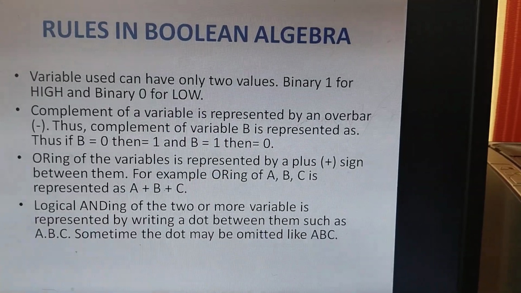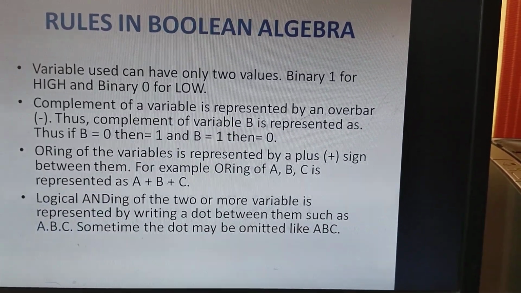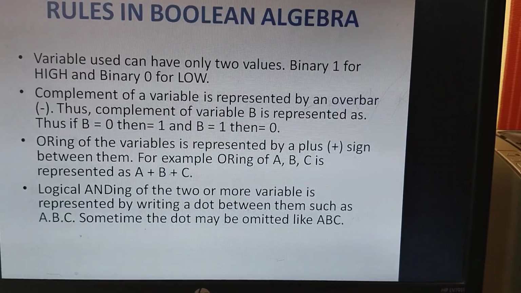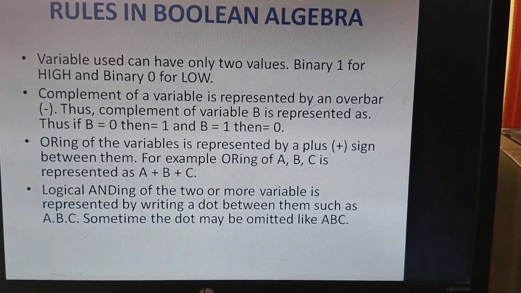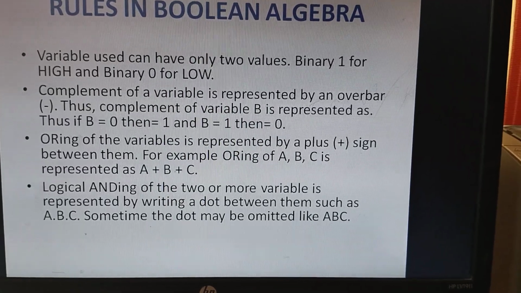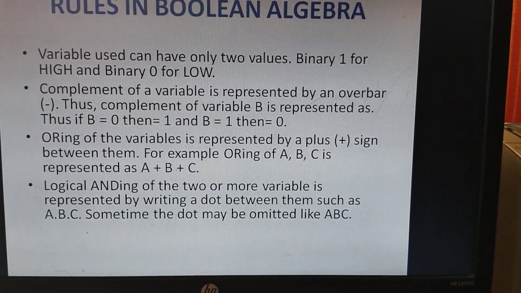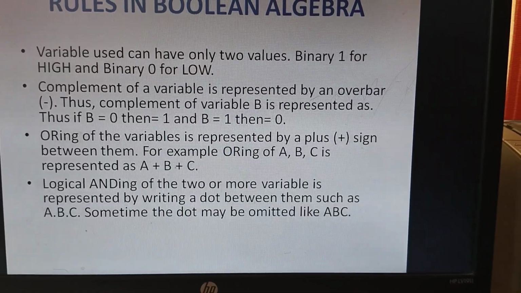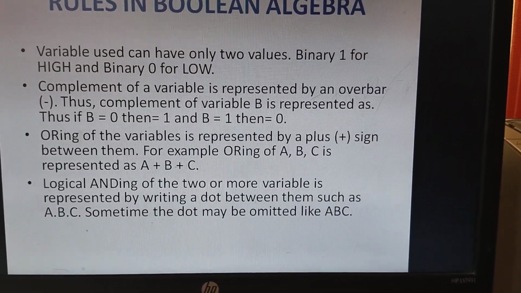What are the rules in Boolean algebra? It can use only two values, that is binary 1 for high and binary 0 for low. The complement of a variable is represented by an overbar over the variable. For example, the complement of the variable B is represented as B bar. If B equal to 0 then B bar equal to 1, and if B equal to 1 then B bar equal to 0.